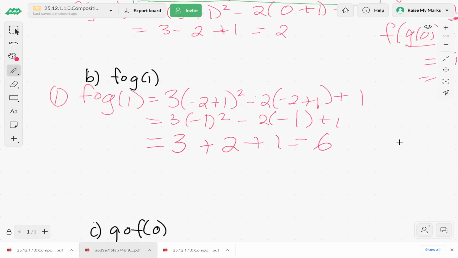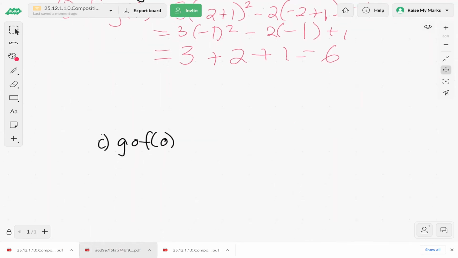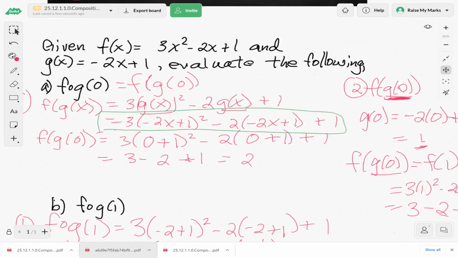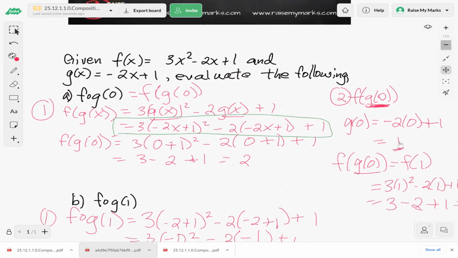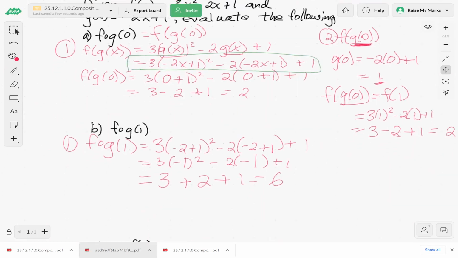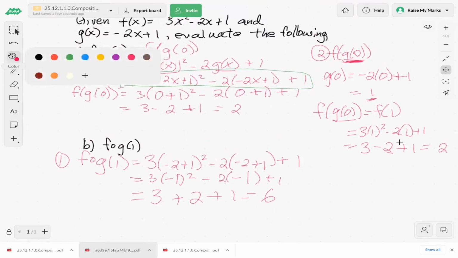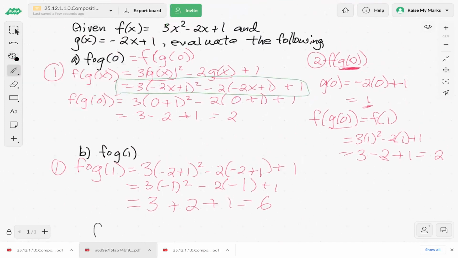Good. And then finally, we have a few left. Part C: g evaluated at f evaluated at 0. Okay, so let's write our functions g and f down. These are quite high up, so let's put them down here. So f of x equals 3x squared minus 2x plus 1. g of x equals negative 2x plus 1.